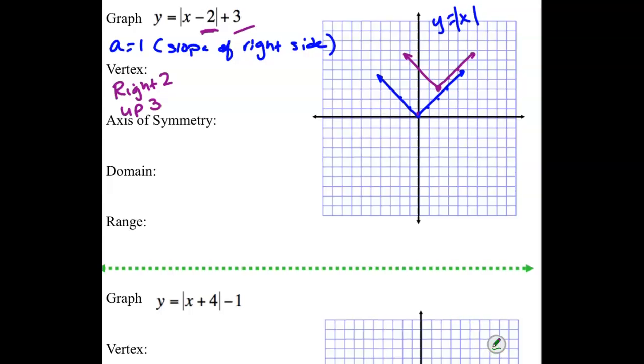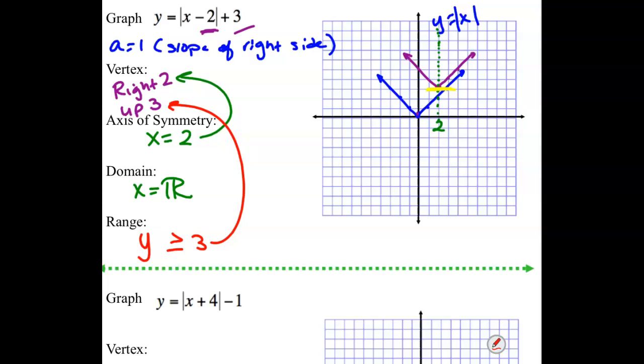Our axis of symmetry for this one has shifted and is now the line x equals 2. It should go with whatever left or right shift that you've had. Our domain is all real numbers because we can plug any value for x into our absolute value equation. So x is going to be all reals. But our range, you'll notice there is a cutoff. We don't have any y's below that value. So our range would be y has to be greater than or equal to 3. And that's going to pair up with any kind of up and down shift that we've done.